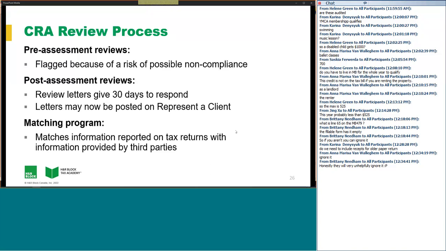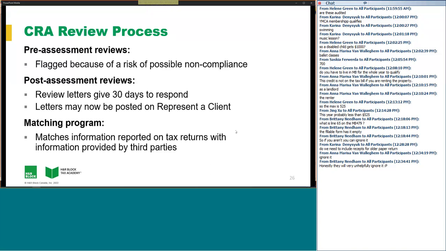It's random. It can be a little bit less random if you have a client with a history of having errors on a return or claiming things they shouldn't be claiming. They're more likely to have reviews, but it is something you have to be aware of. Sometimes it just happens. We can't control it. They just got lucky. They won the lottery. They're getting reassessed, or they're getting post-assessed. Their return will be held until a physical person looks at it.